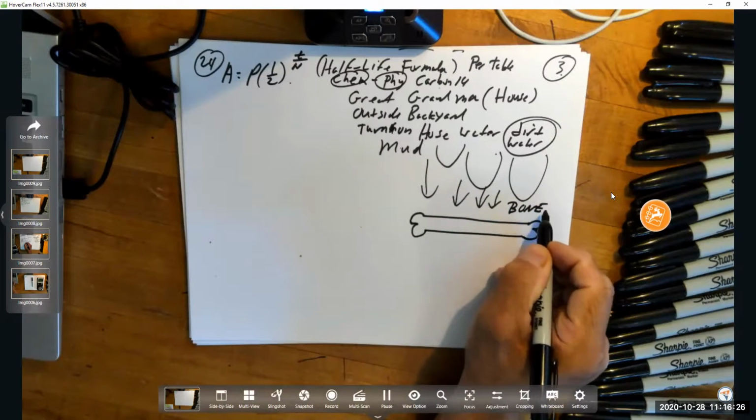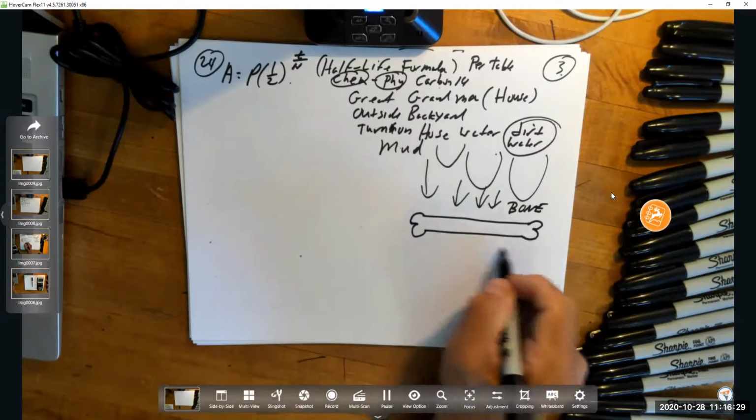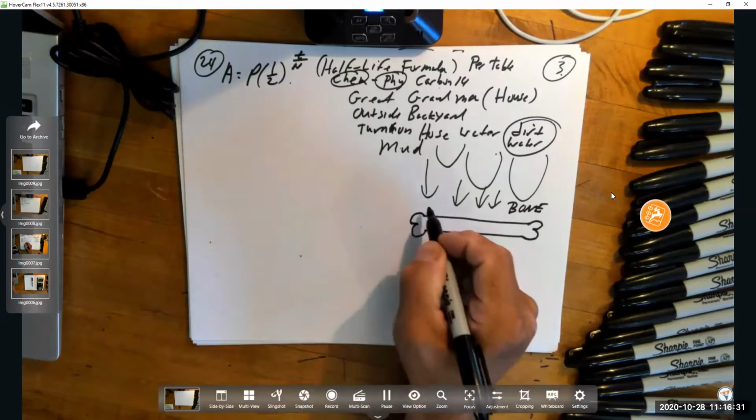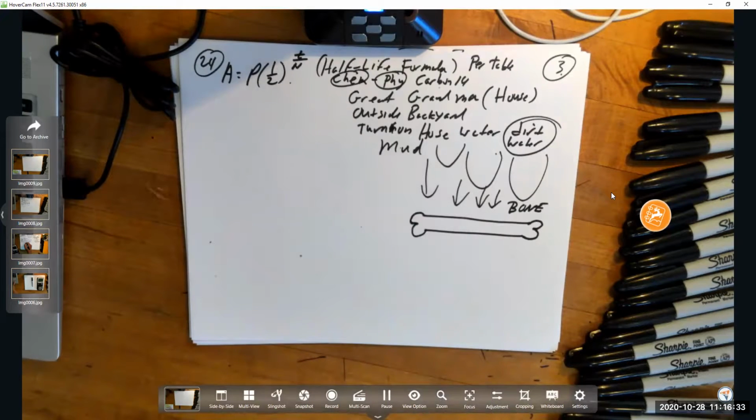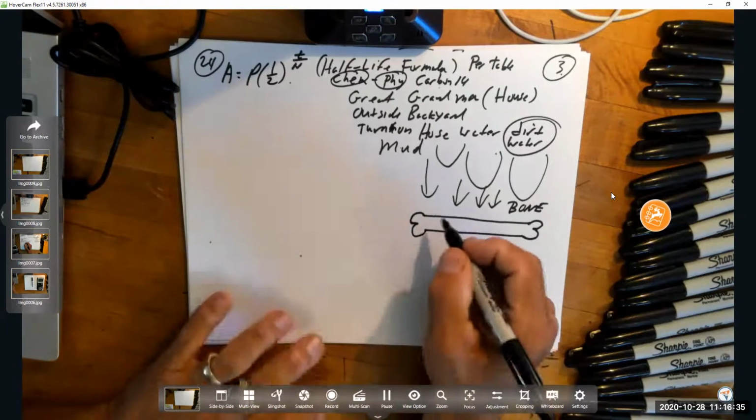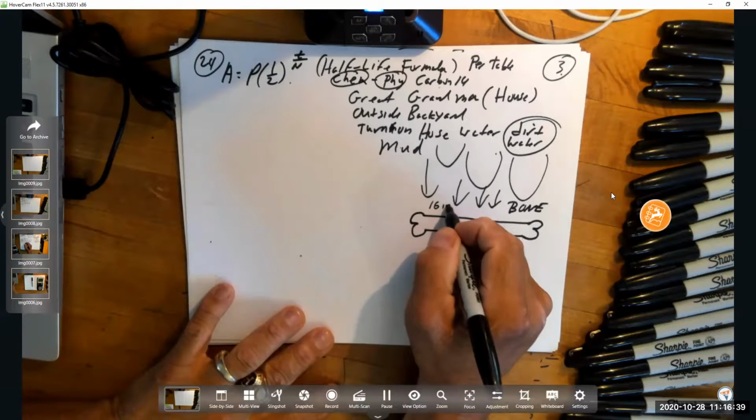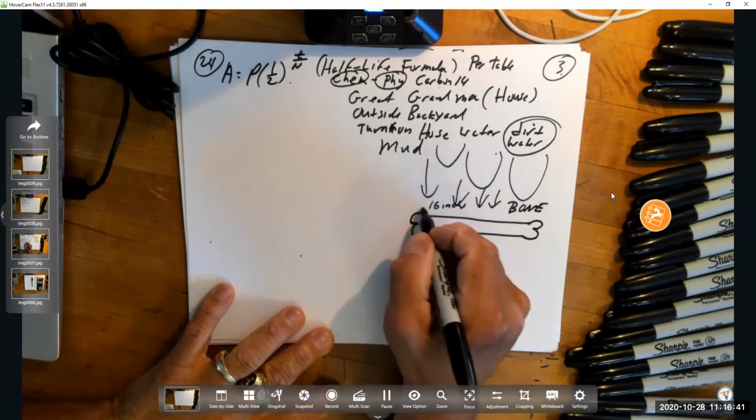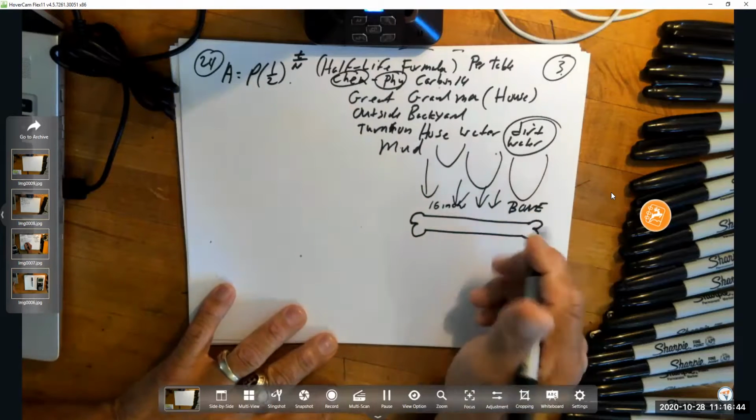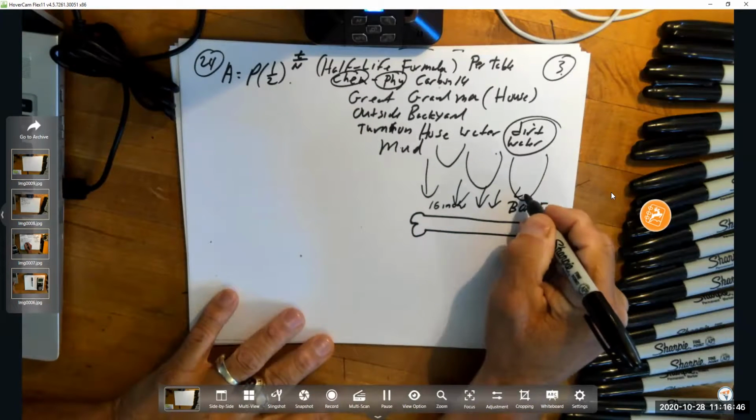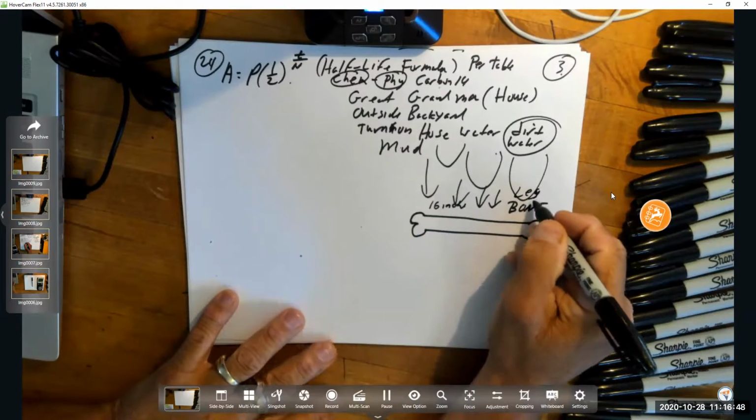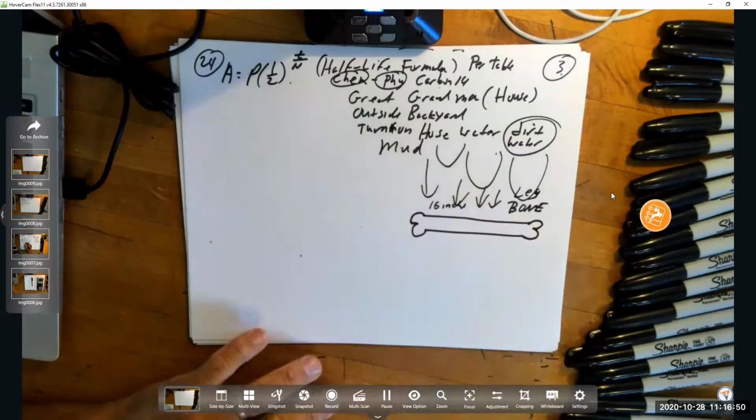And it's about how many inches? This is about 16 inches. Let's say it's 16 inches long. From right here to right here, it's 16 inches. It looks like it's a leg bone of somebody. You find it buried under the dirt, underneath the dirt.